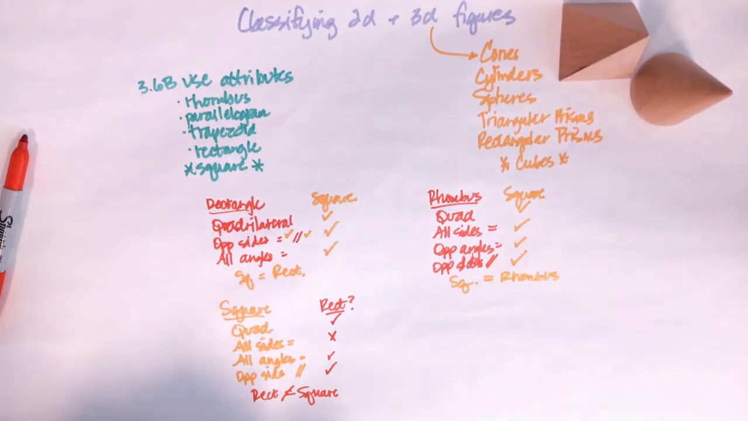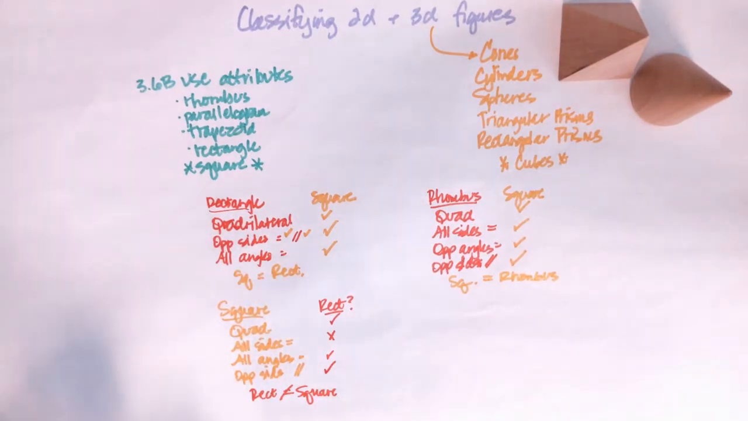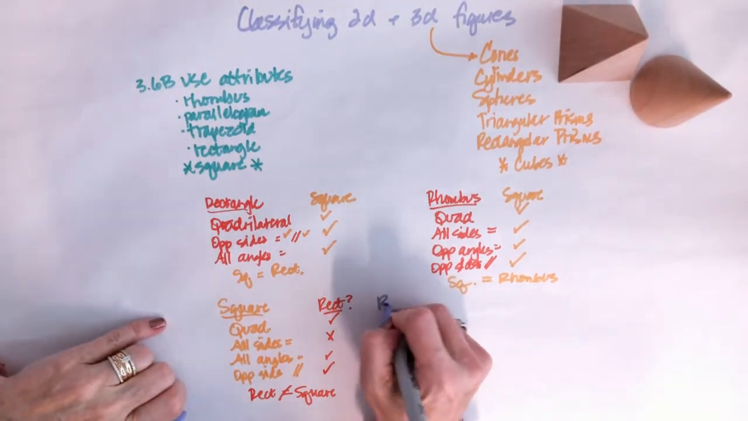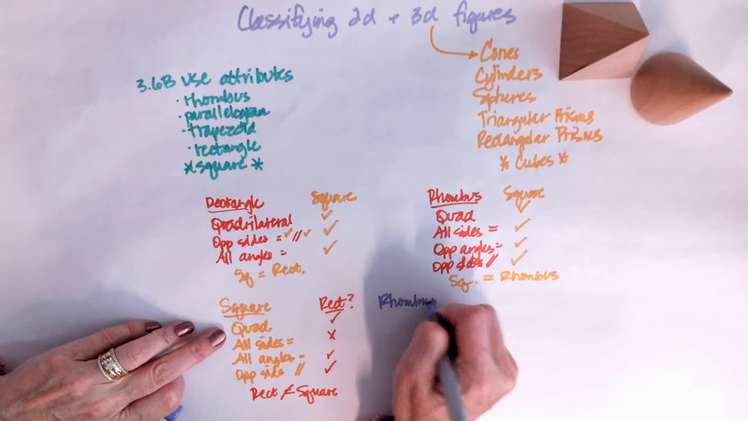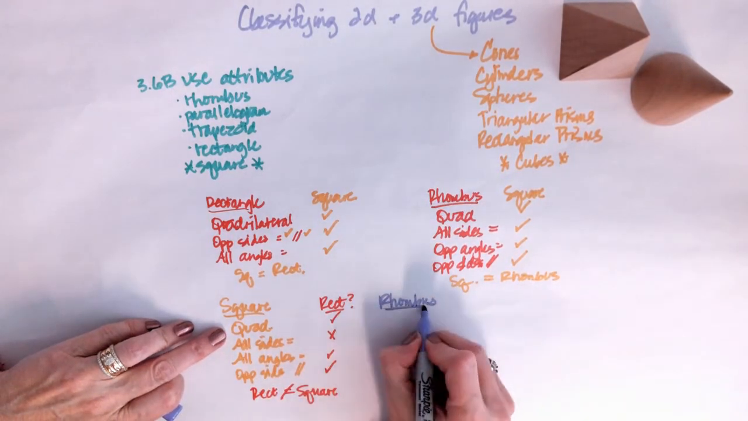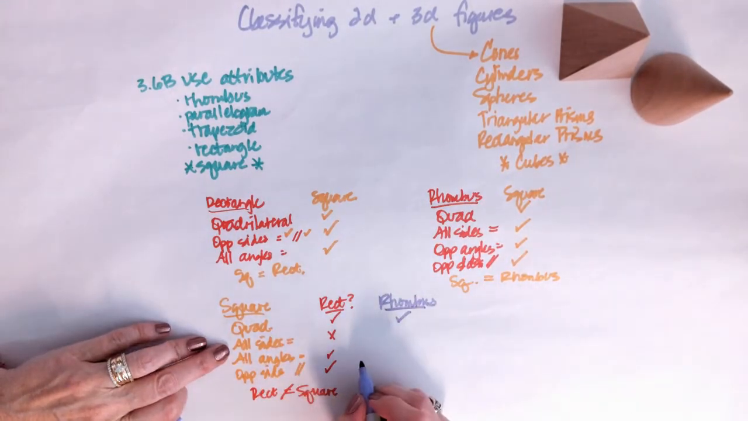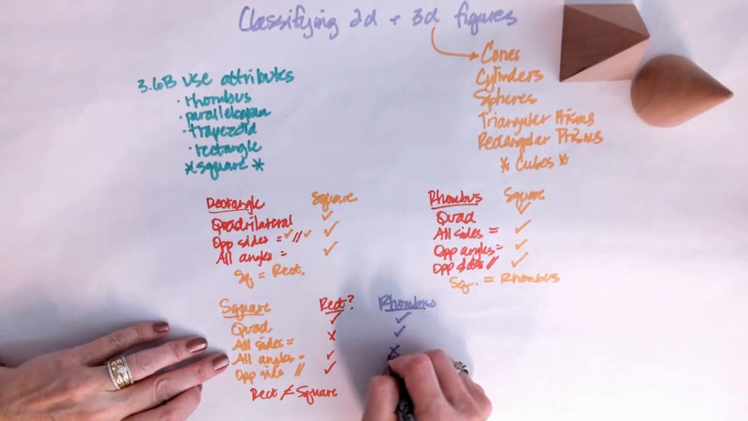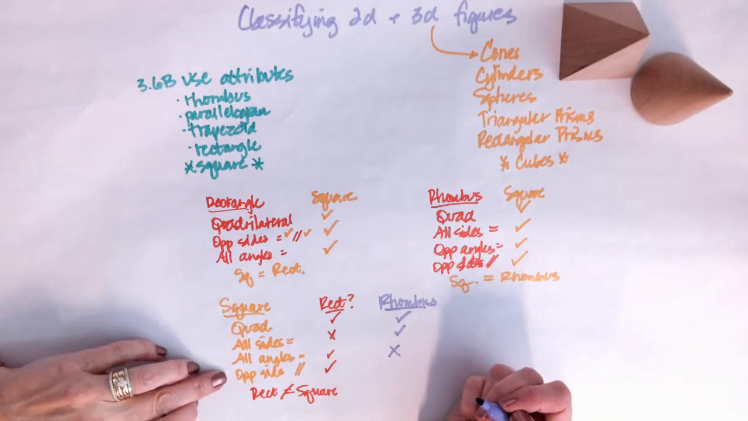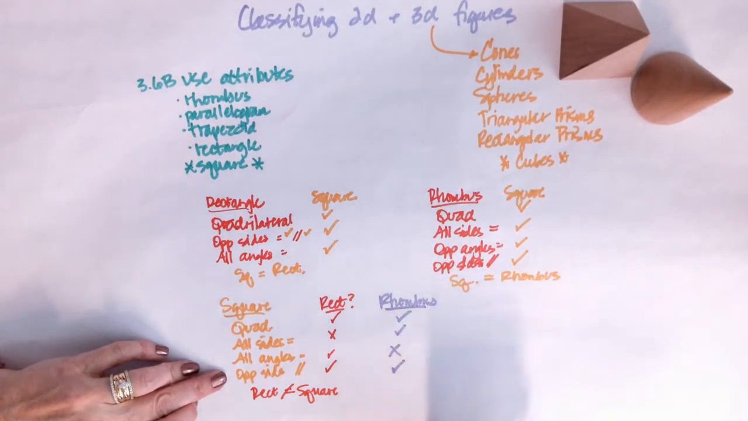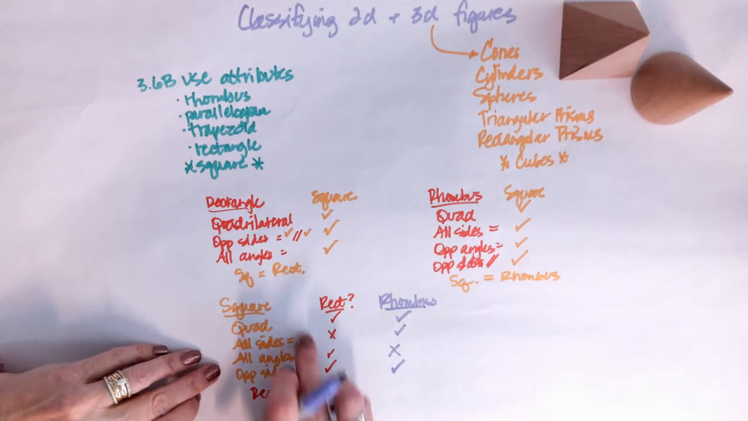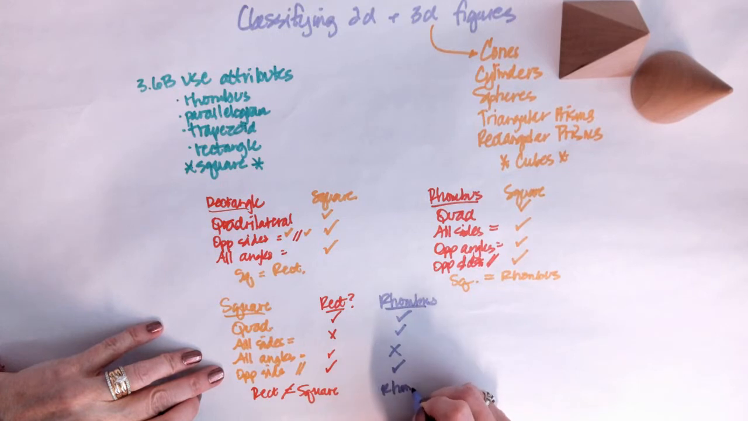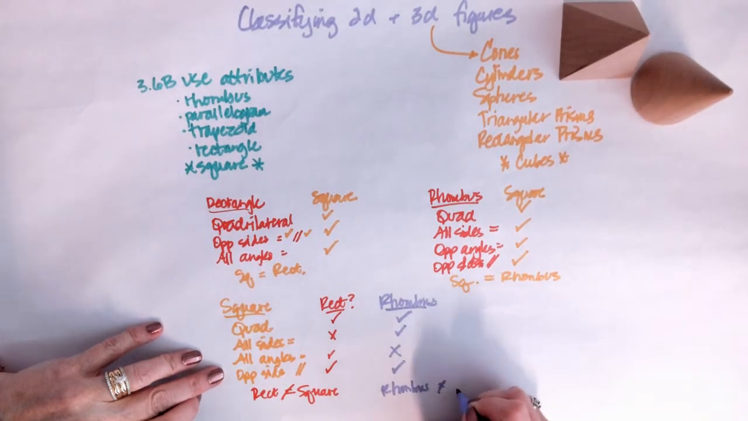Is a rhombus a square? Well, we're just going to use the information we already have right here to see what we can figure out. Is a rhombus a quadrilateral? Yes, it is. Are all sides equal? Yes. Are all angles equal? No. Opposite angles are equal. Are opposite sides parallel? Yes. But because a rhombus doesn't fit all of the attributes of a square, a rhombus is not a square.